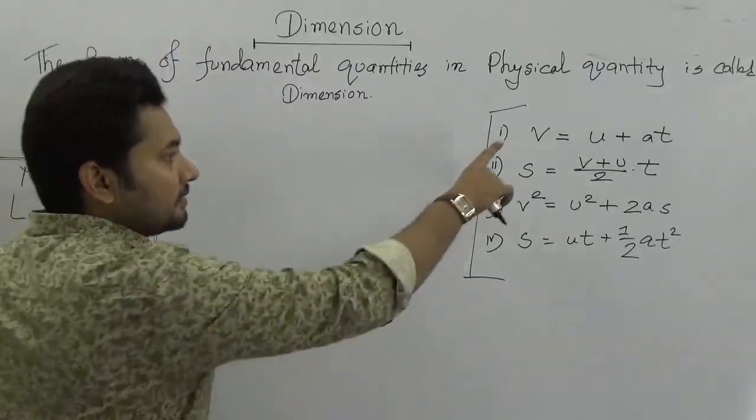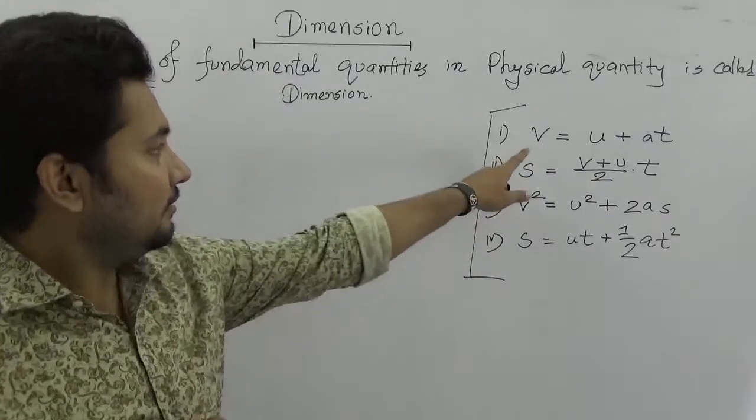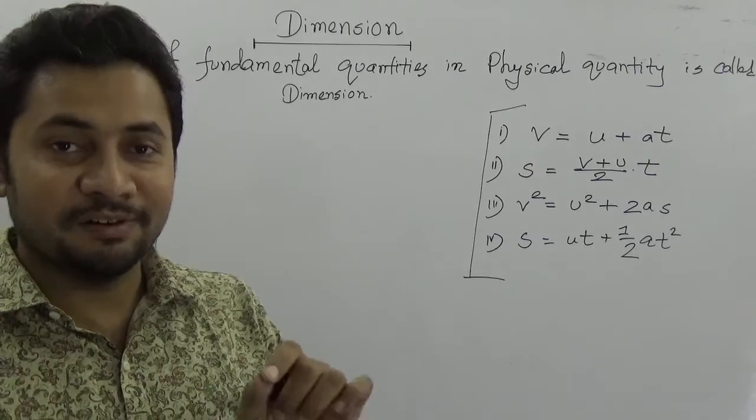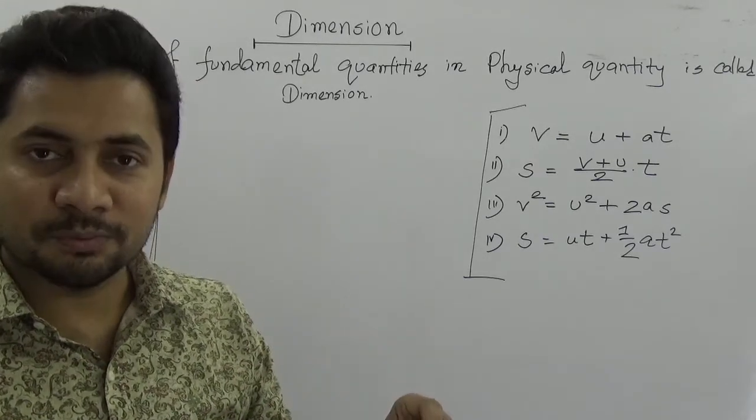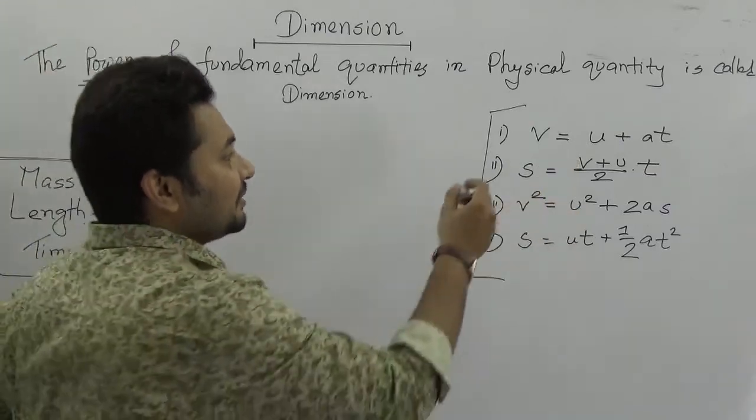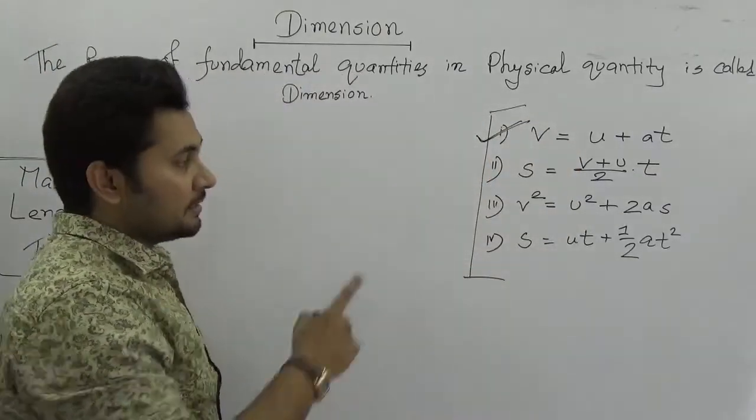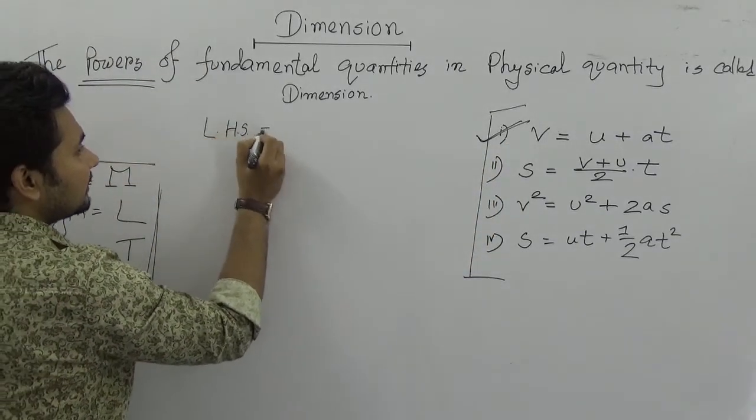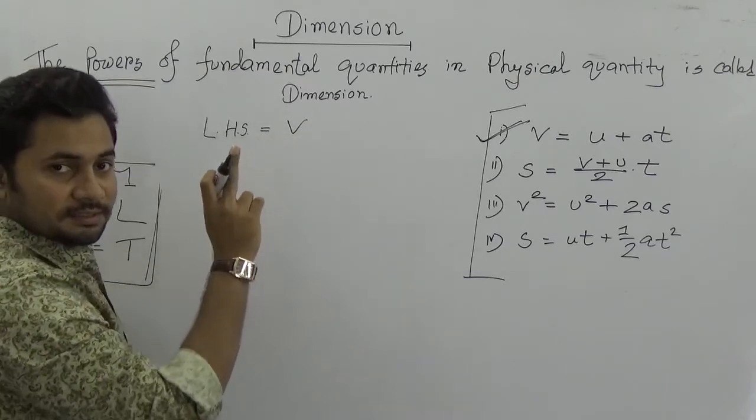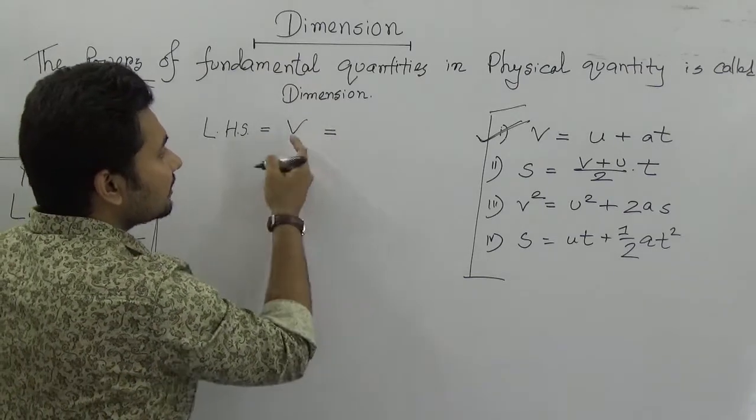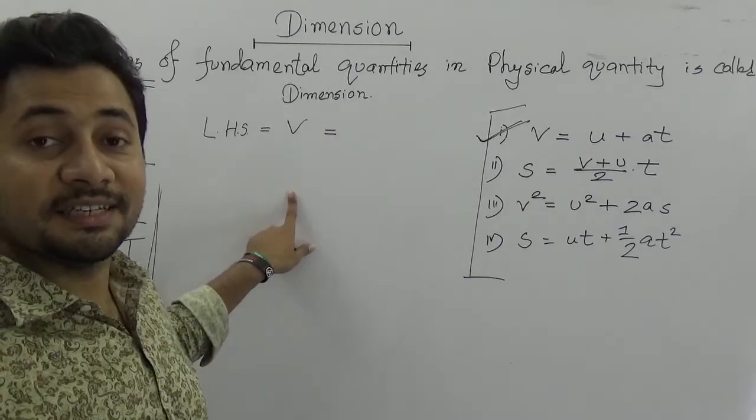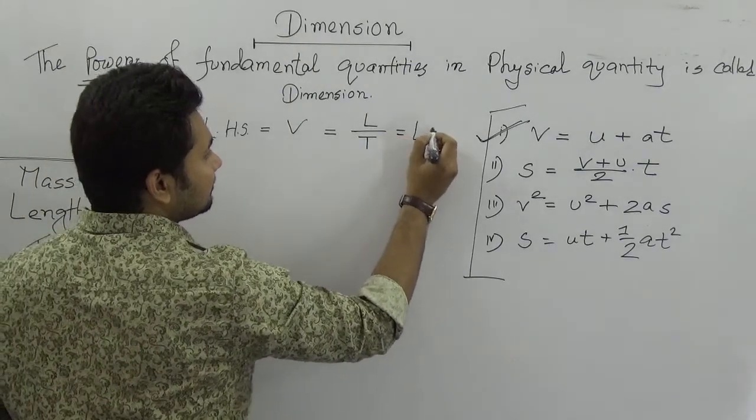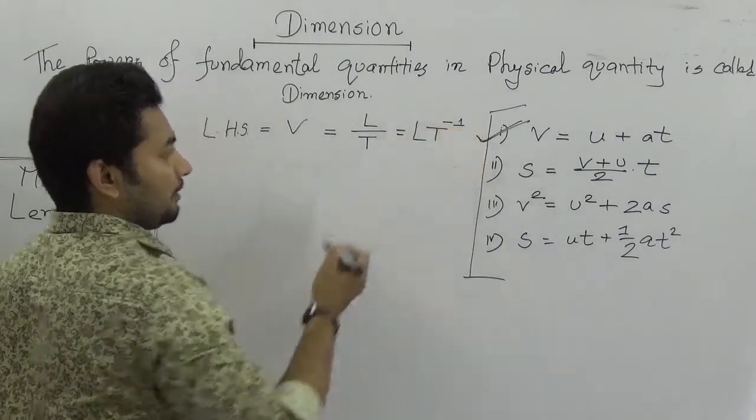Like what? This is the final velocity. In case of velocity, we know the dimension is L over T, that means LT inverse 1. So if we need to validate the equation through the dimension, how can we do that? You see, on the left hand side there is V, the final velocity, and we know the dimension of velocity is L over T. So it would be LT inverse 1.